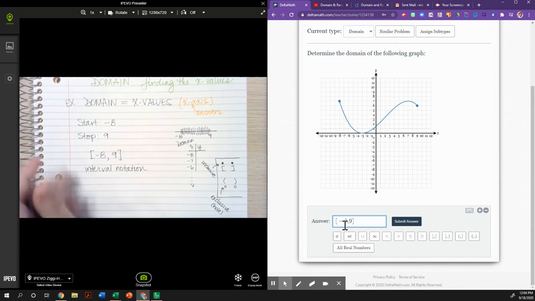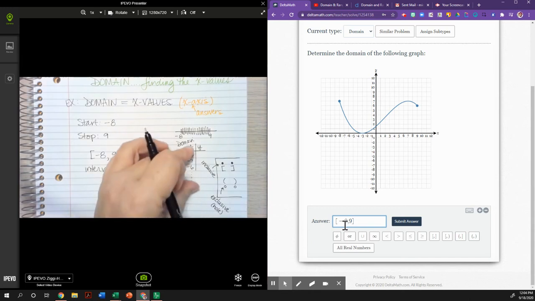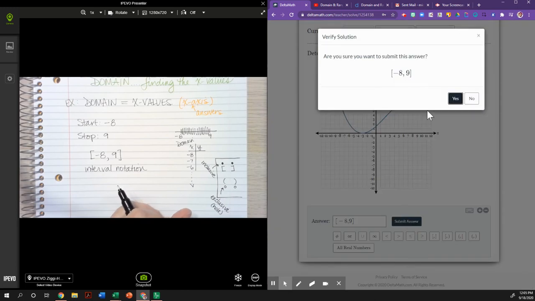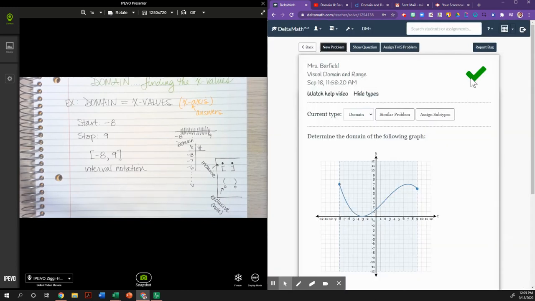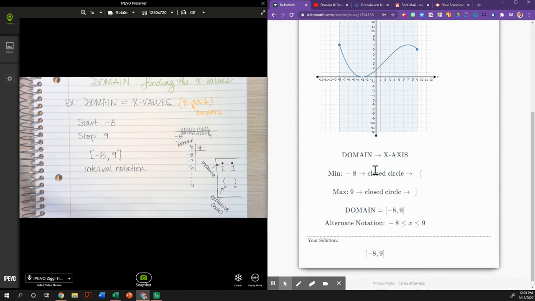That's all it is. You're telling me from the interval from -8 to 9, and everything in between would be in the list of my domain. Submit my answer. Yes, green check. You can see here how he shaded it. And then look what he says, domain on the x-axis.